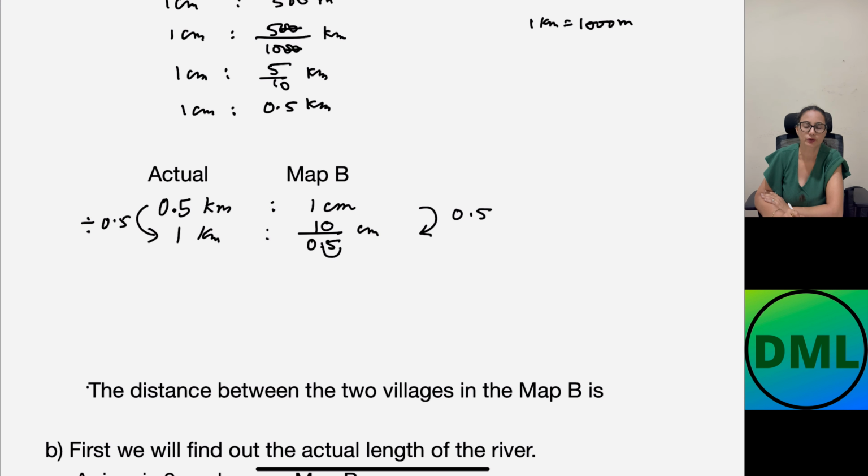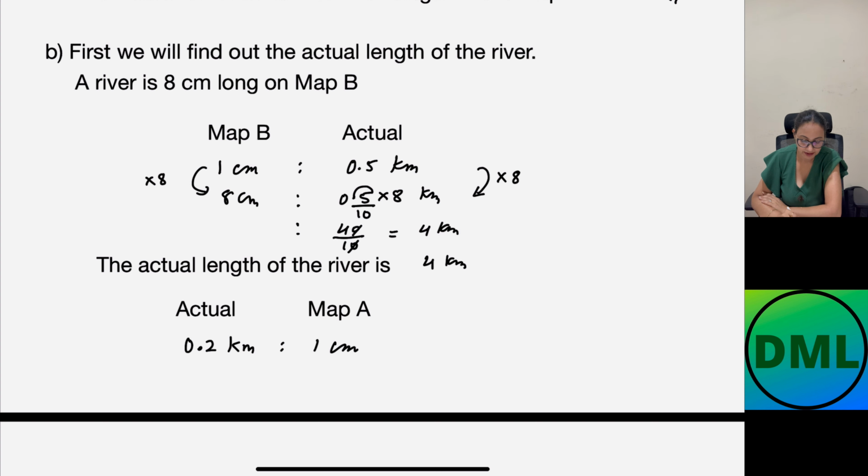This will be written as, if you move this decimal 1 to the right, that means you are writing 10 in the denominator. 5 times 8 is 40. This will be 40 over 10. 0 will get cancelled from here and your answer is 4 kilometers. The actual length of the river is 4 kilometers. I need to find out the answer for the length of the river on map A. The actual length of the river is 4 kilometers. I need to convert this on the map A. So the actual is 0.2 kilometers is to map A is 1 centimeter.